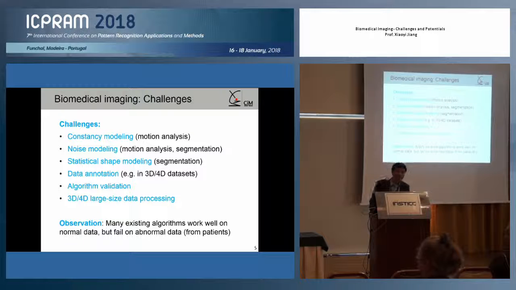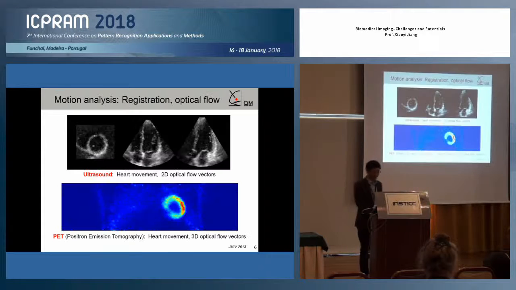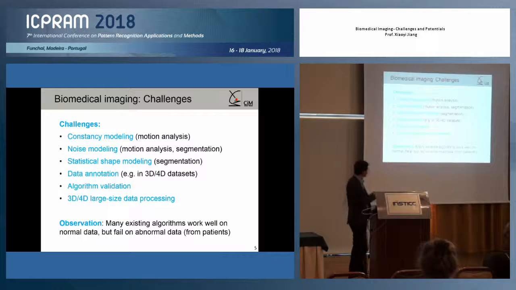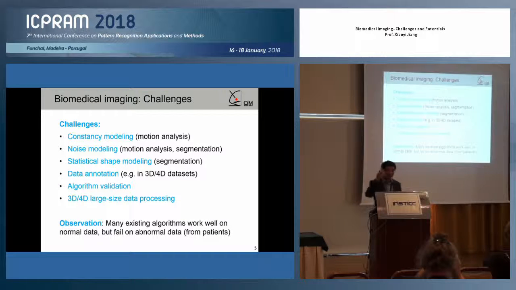And one very interesting observation here is you can find in the literature many methods that work very, very well for normal images, but not for images from patients. But this is particularly the kind of images we are interested in. And this is somehow related to database design. Every benchmark database should contain a sufficient portion of abnormal images, of different kinds.